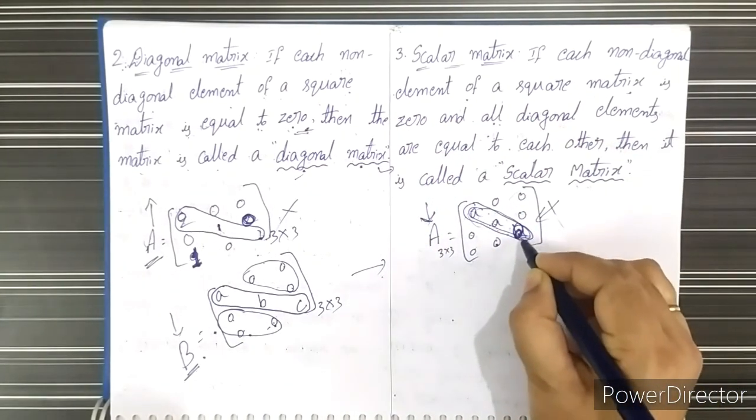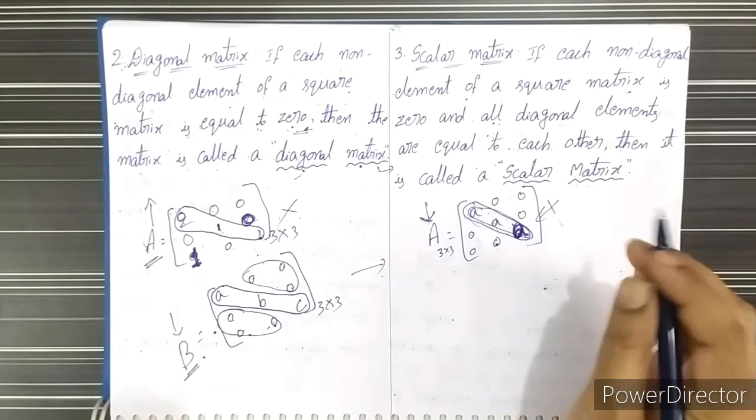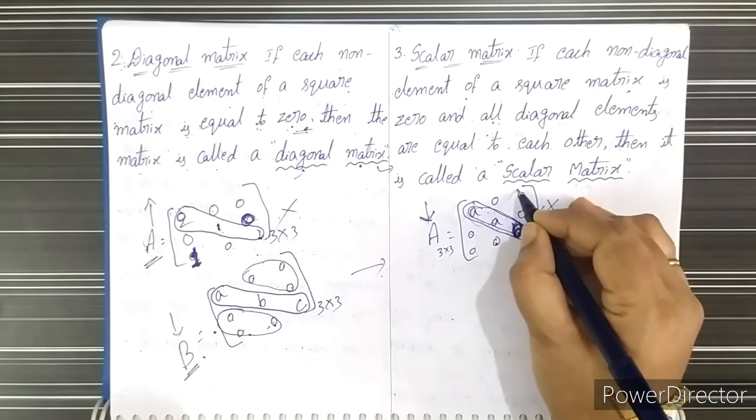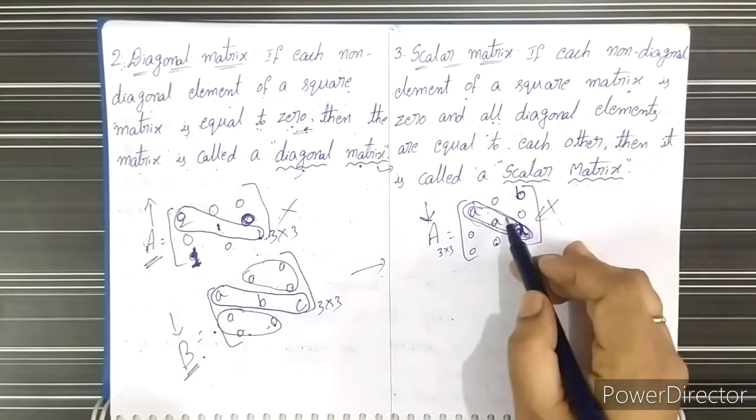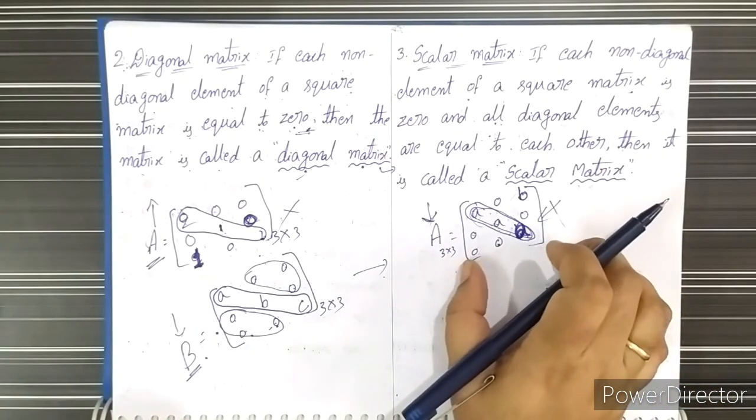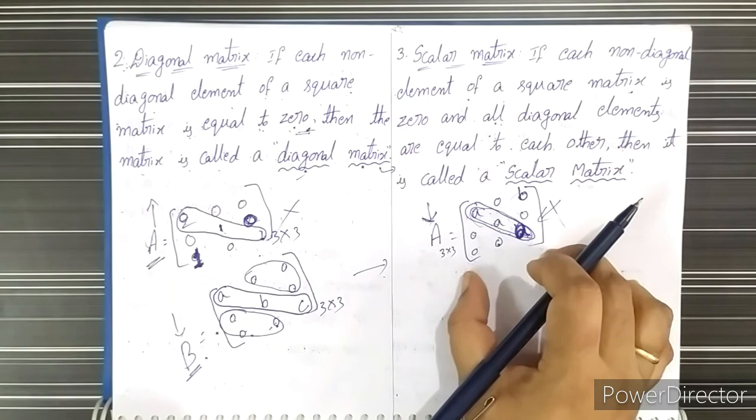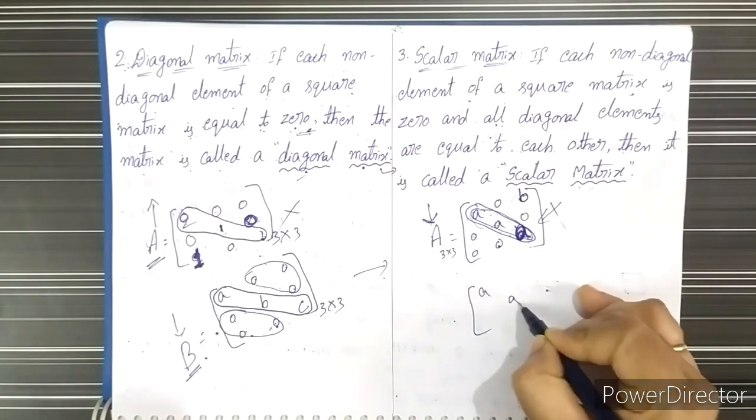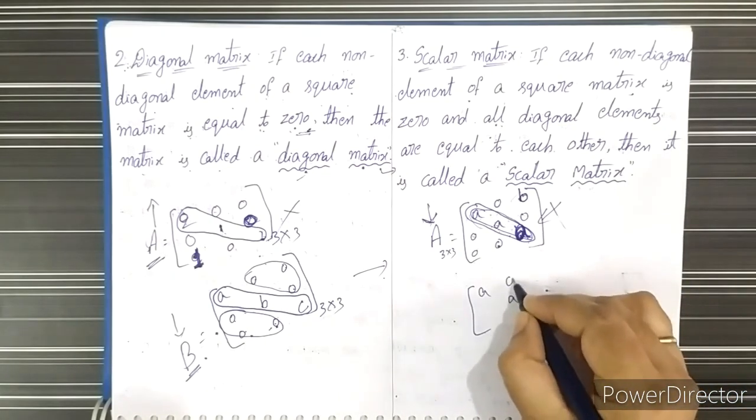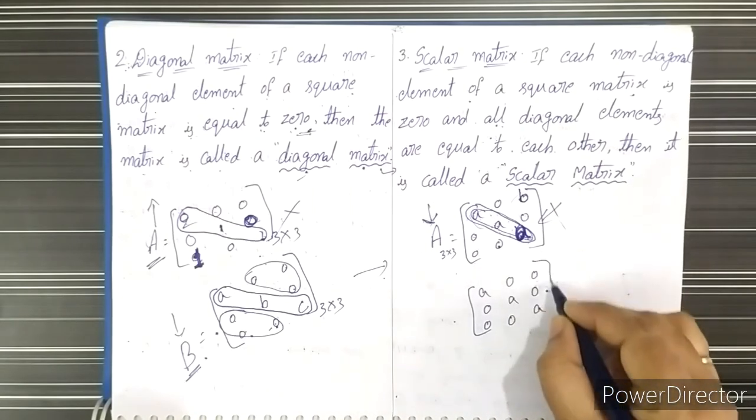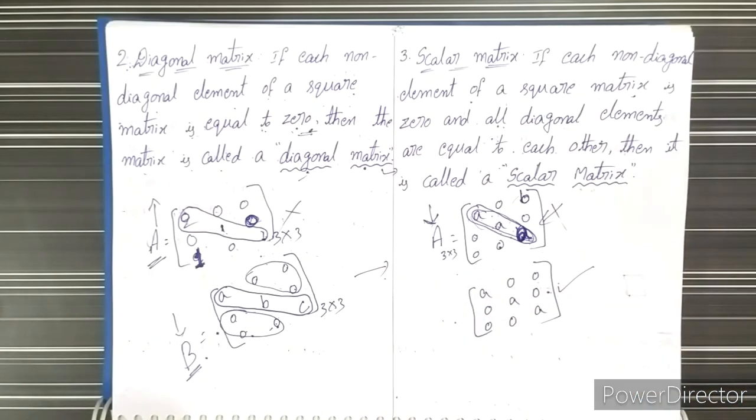If all diagonal elements are equal to each other, but one non-diagonal element is other than 0, then also this is not taken as a scalar matrix. For a matrix to be a scalar matrix, all the diagonal elements must be equal to each other and all the other elements must be equal to 0. Only then is this matrix called a scalar matrix.